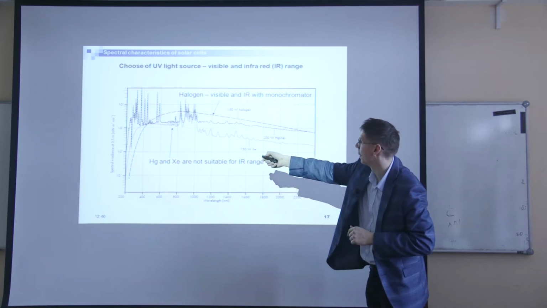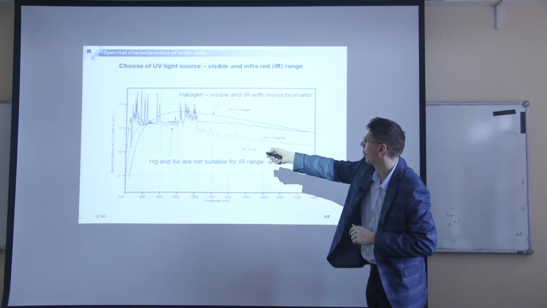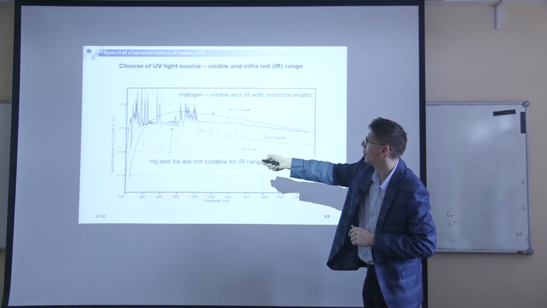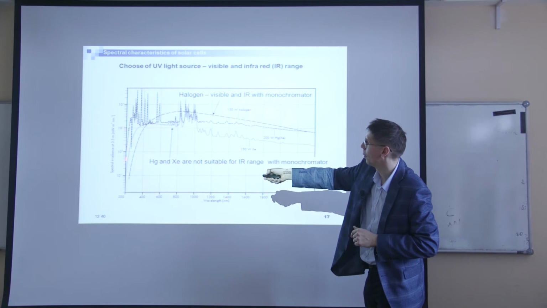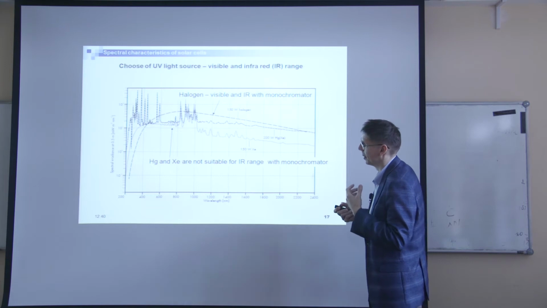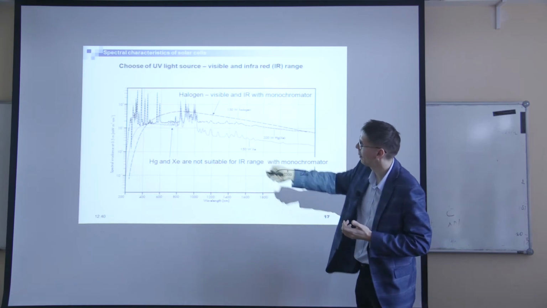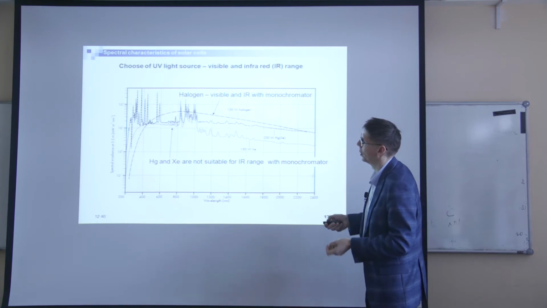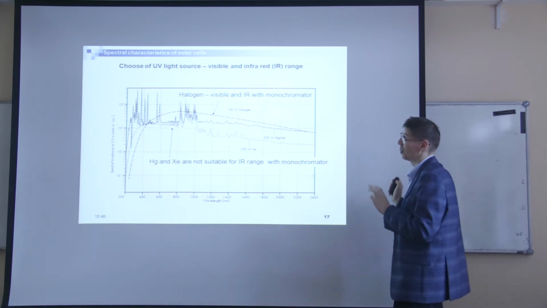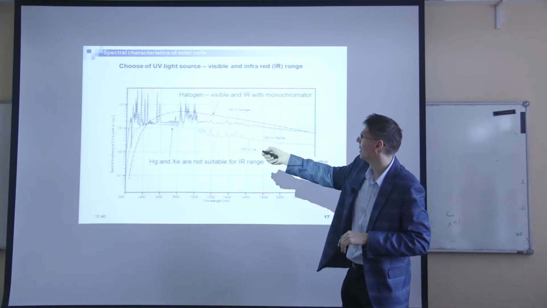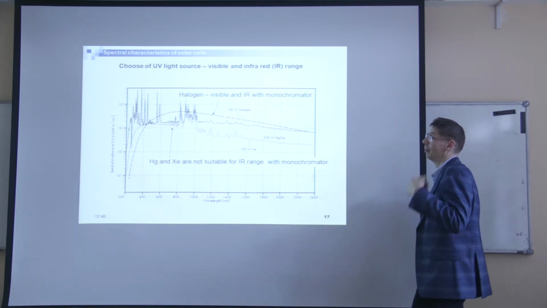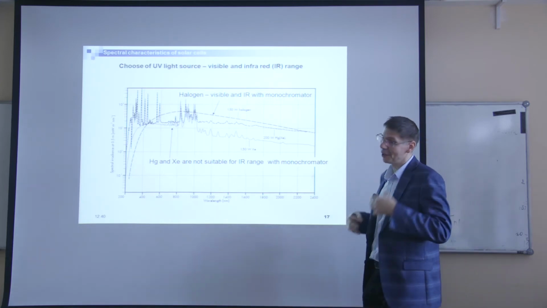Xenon, it's here. It's this dotted line. So this is mercury, and this is the xenon. So you see, a xenon lamp is nice for UV, and actually, I would say it's the best solution for UV light. But for infrared and actually most of the visible light, the best solution is a halogen lamp. And actually the halogen lamp, as I told you before, is really easy to control.